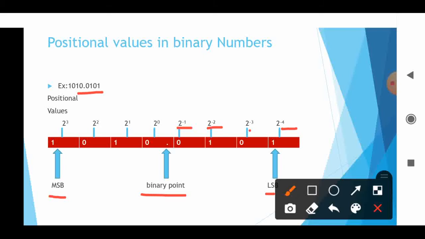Before the binary point, on the left side, you start the base 2 value with positive powers: 2 power 0, 2 power 1, 2 power 2, 2 power 3. This is the way the positional values in binary numbers are represented. Did you understand this? What is the base value of the binary number system? It is 2. After the binary point, you start with base 2 power minus 1. The first bit is what? Most significant bit. The last bit is what? Least significant bit.